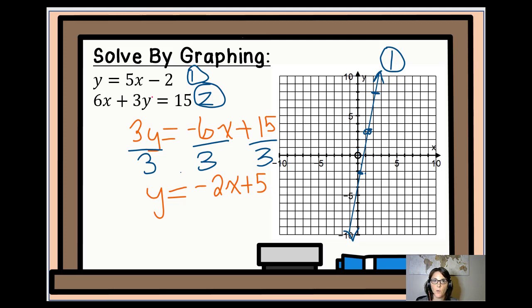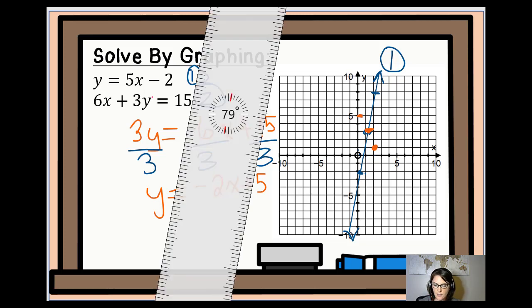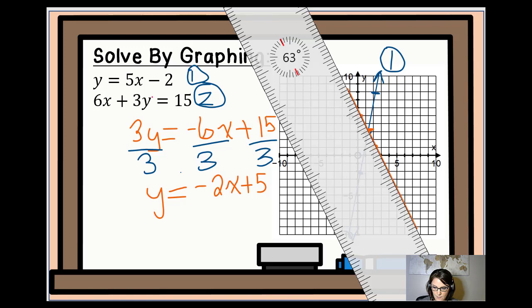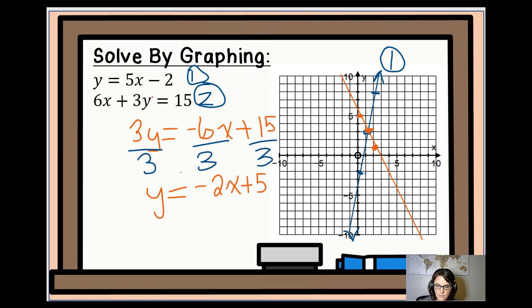So again, we're going to start with the y-intercept, so we're going to put a dot at +5. And from that dot, we're going to go down 2, to the right 1. And then we can go ahead and connect our dots. And again, for good communication, go ahead and add arrowheads to either end of the line and label your line.